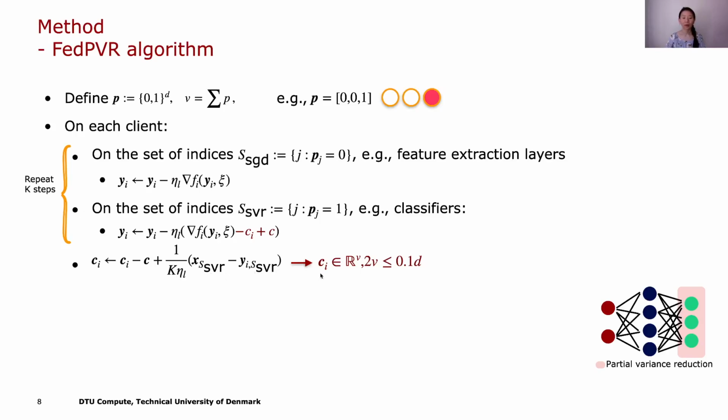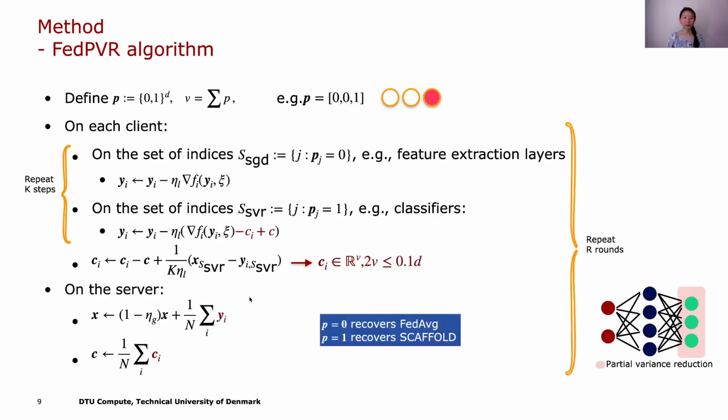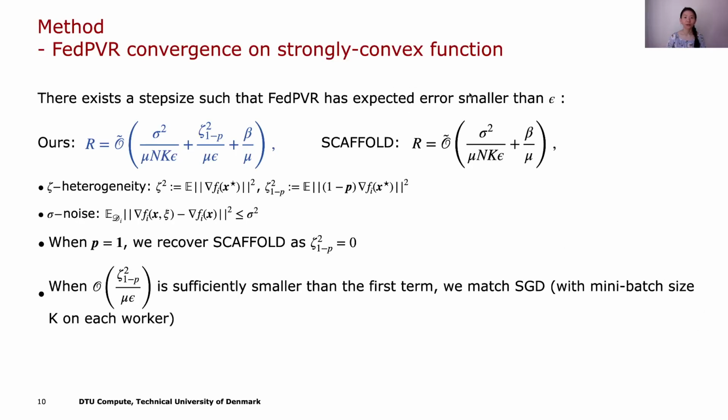It's worth noticing that our control variate has a size of V, whereas in SCAFFOLD, the control variate has a size of D. And in most neural networks, V is much smaller than D, which means that we only need to transmit much fewer parameters between the client and the server. When this is done, on the server side, we perform the standard model aggregation and control variate aggregation. When P is 0, we recover federated averaging, and when P is 1, we recover SCAFFOLD. We repeat this process for R rounds. Here is a simple illustration of the classifier variance-reduced architecture.